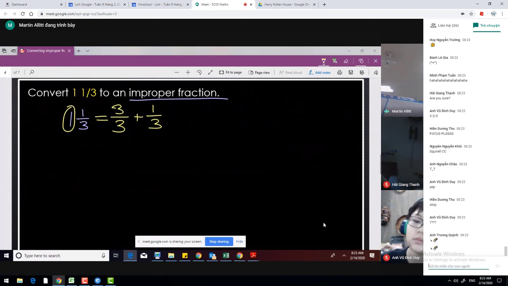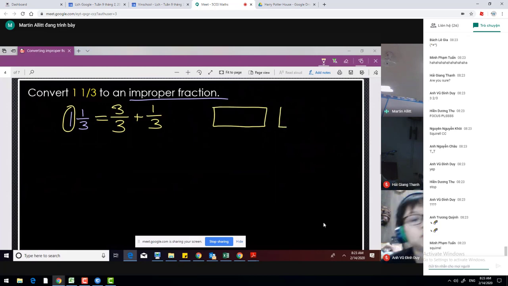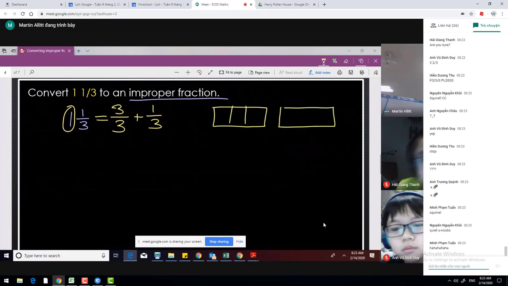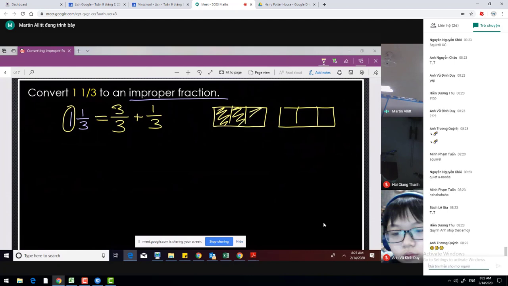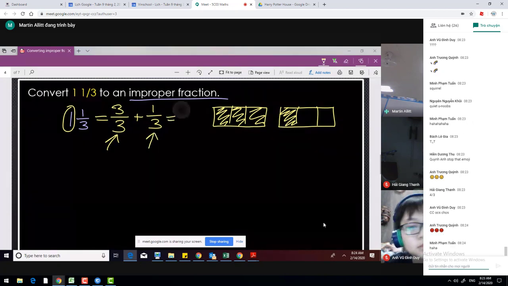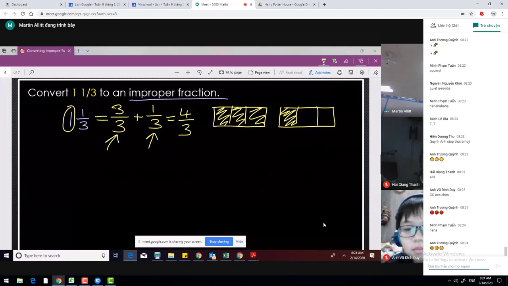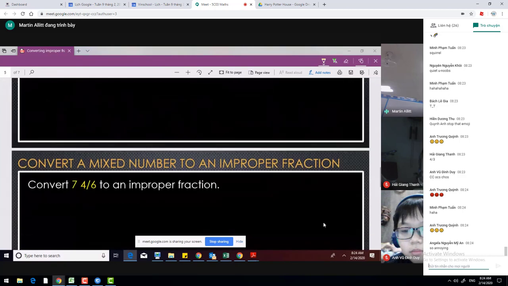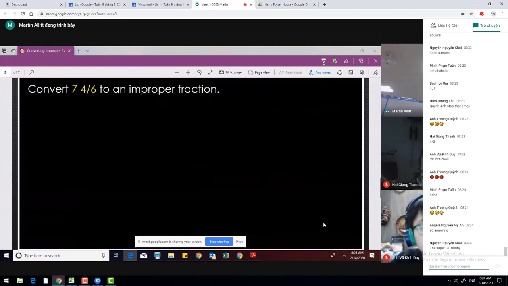Okay, well, 3/3 plus 1/3, let's see. Here I've broken this into thirds. Here's 3/3, 1, 2, 3, and then I have got 1/3 here. In total I've got 4/3. Okay, so that was a fairly simple one. Let's have a look at the next one.